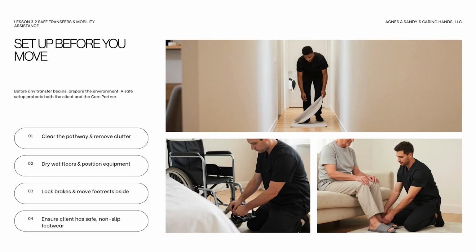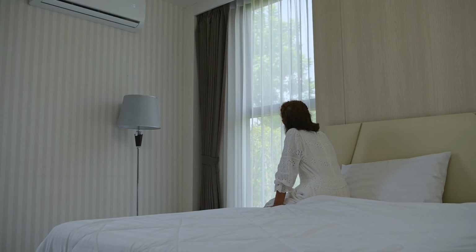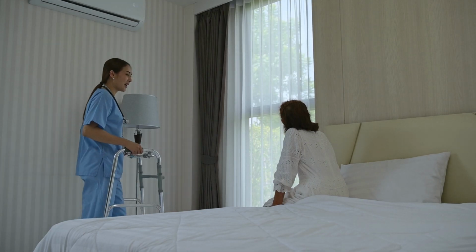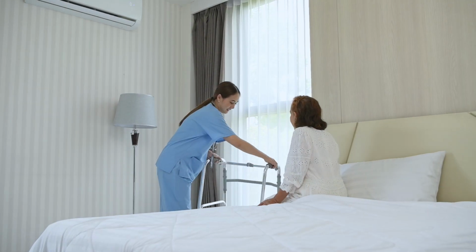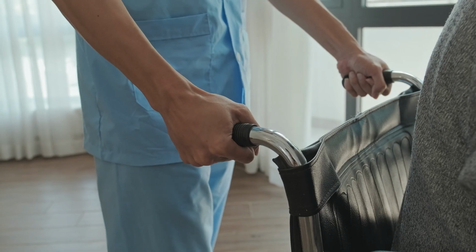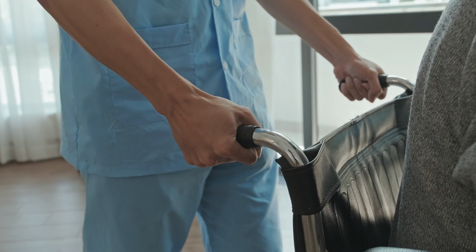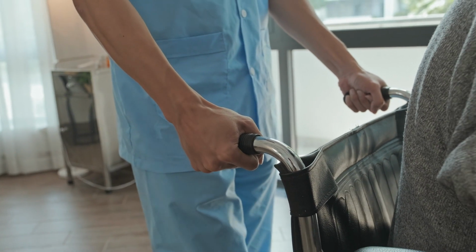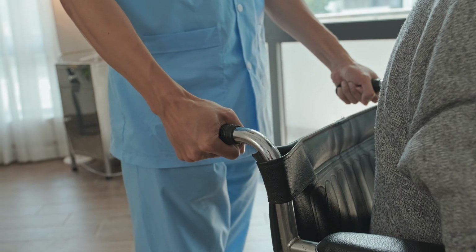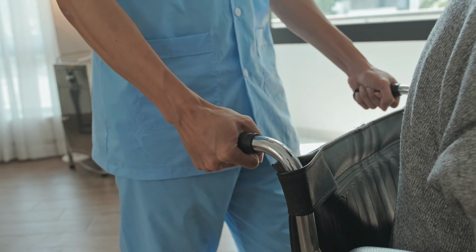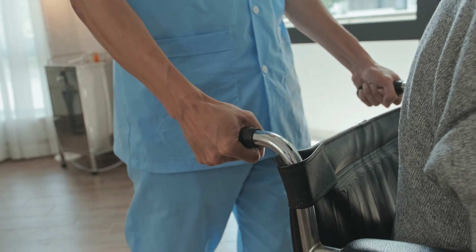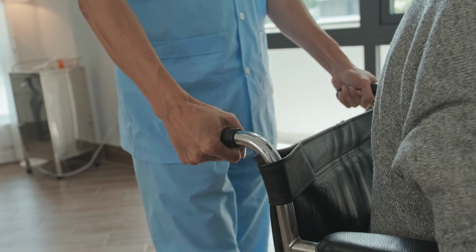A safe transfer begins before the client moves. Clear clutter and obstacles from the area. Make sure floors are dry. Position the chair, wheelchair, or other destination as close as safely possible. If using a wheelchair, make sure the brakes are locked before the client begins transferring. Footrests should be moved out of the way when appropriate so they do not become a tripping hazard. The client should also have secure, non-slip footwear when appropriate.